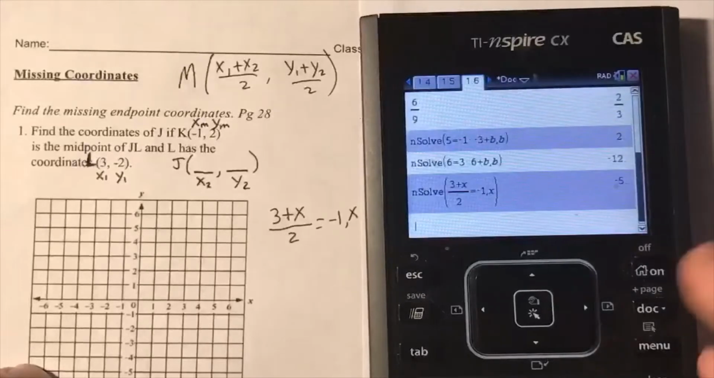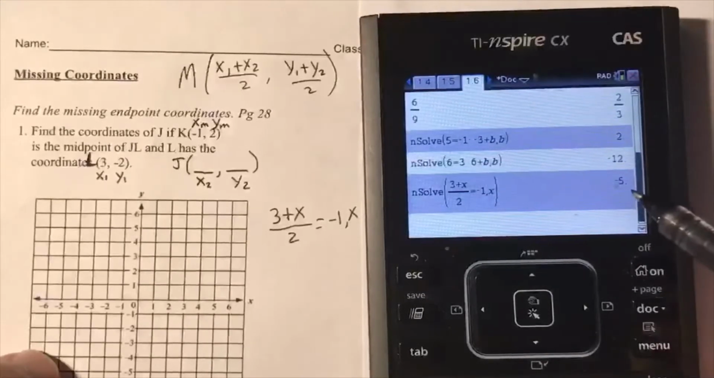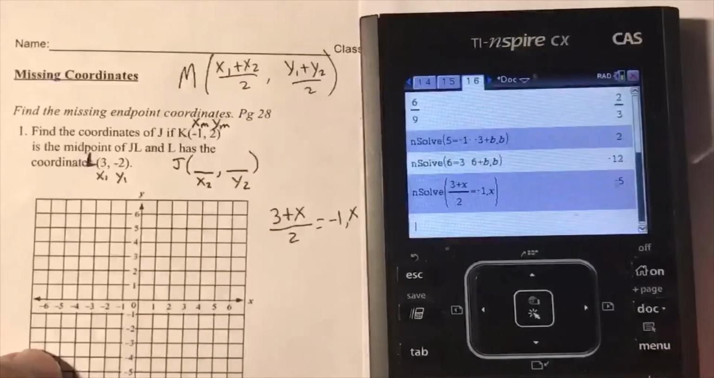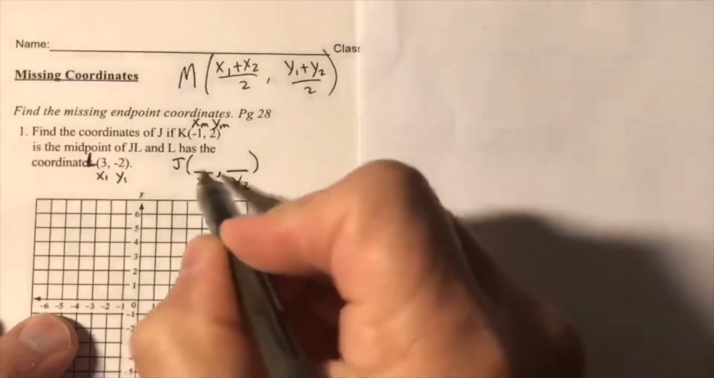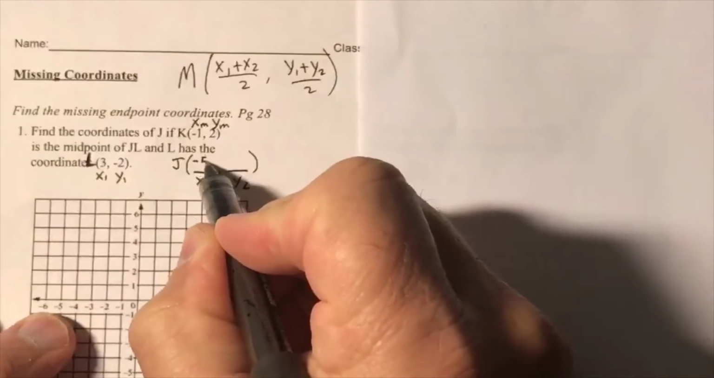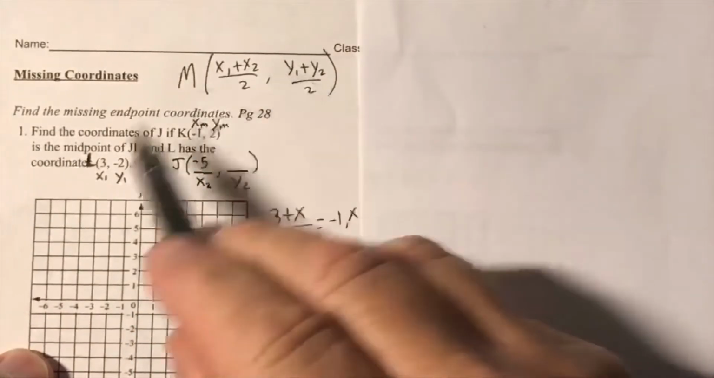Alright, so you should see our endpoint has an X coordinate of negative 5. X2 basically is the negative 5. That'll go right up here. Okay, replace the Y1 with negative 2.